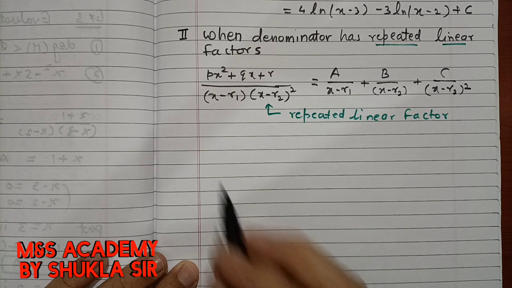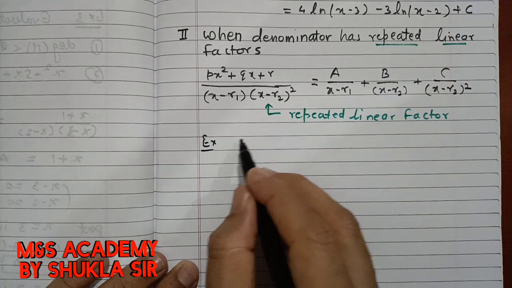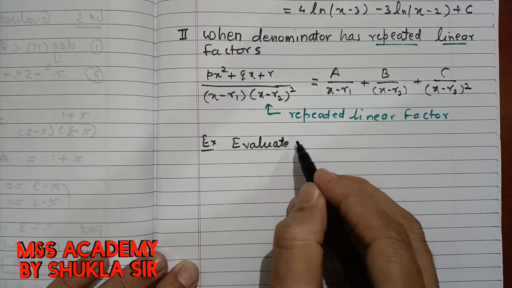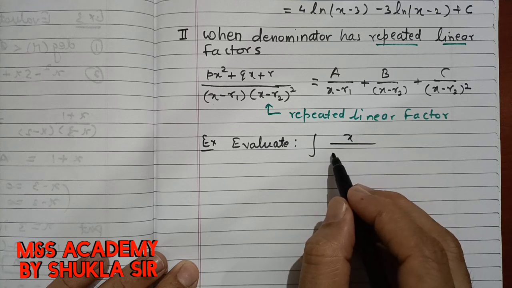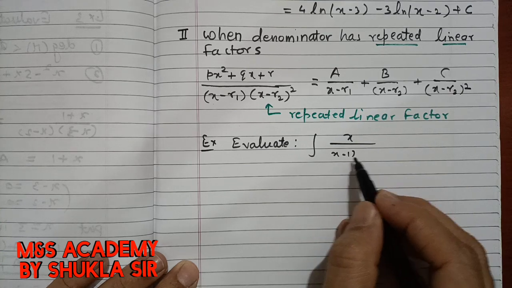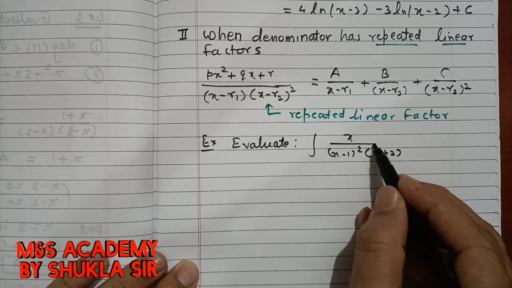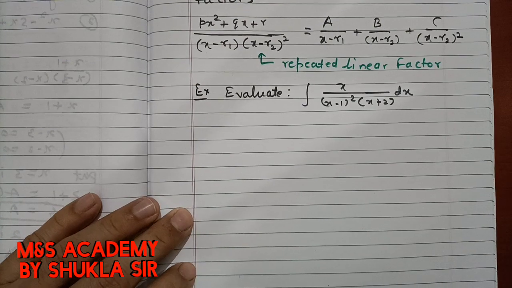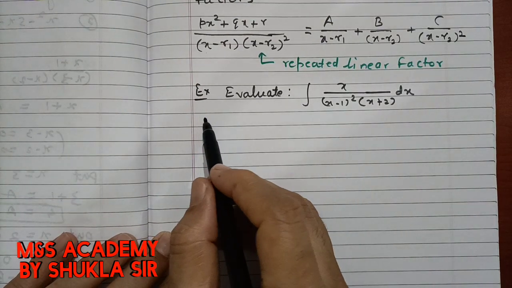Now deal with the example. Say evaluate the integral of x by (x - 1) the whole square (x + 2). Suppose we want to find the integral of this. So our first job is to find out the partial fraction.